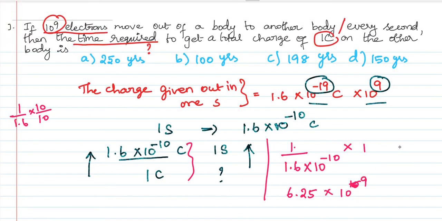So it is in seconds only we are getting, no. So it is equivalent to 198 years. After converting from seconds to minutes and then to years, you will be getting the answer as 198 years. Okay. So let us see the next sum.